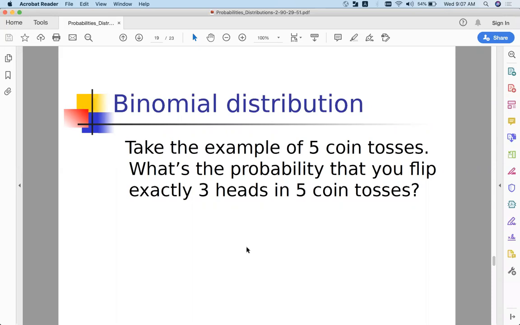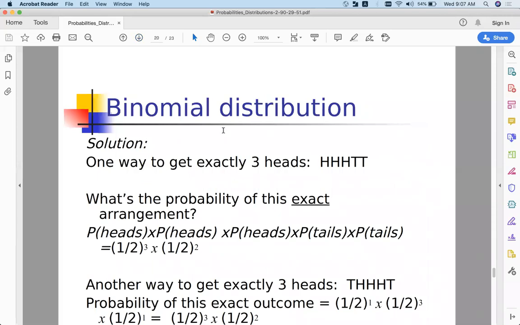Generally, if you understand the problem and break it down in those terms, it will be very easy to solve any problem. If you are confused, you need to practice a little more. Let's see if we can solve this. One way to get exactly 3 heads is head, head, head, tail, tail. Is there any other way? Yes, tail, head, head, head, tail.